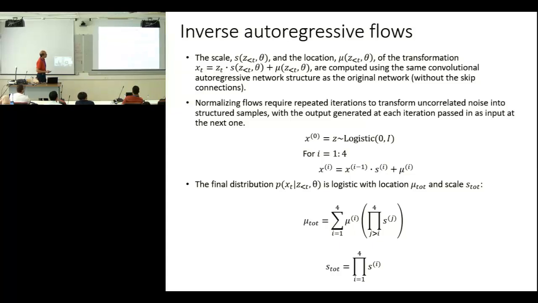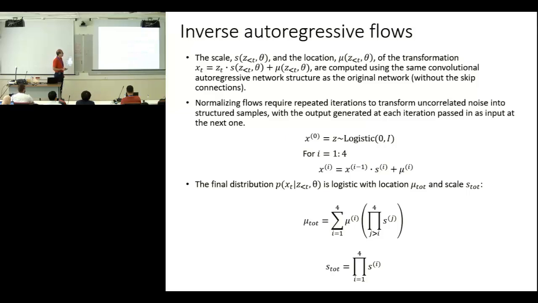The normalizing flow actually is this. We start from a sequence of samples taken from the logistic distribution, independent of each other. Then we apply 4 iterations. Doing that, all of it can be done in parallel. The final distribution is logistic because one can show that if we apply this transformation, a logistic distribution remains logistic.